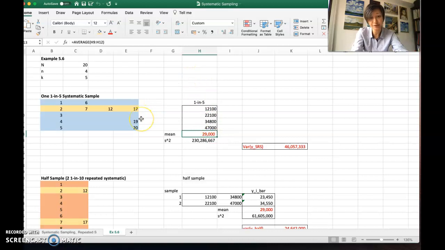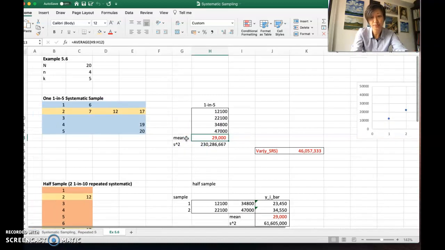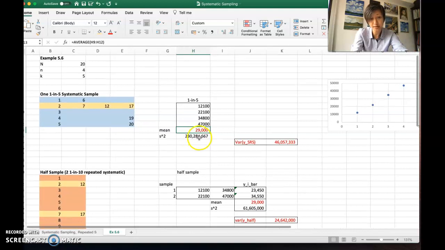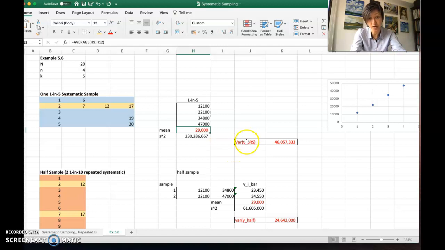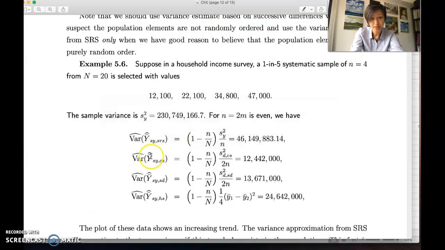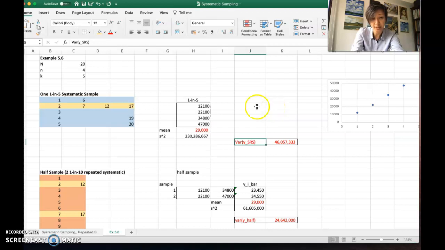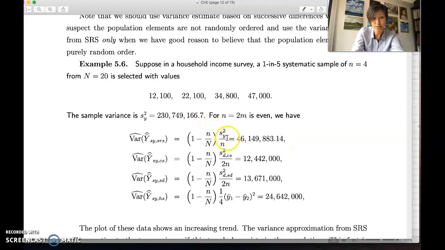If I don't think there's any trend in the data within the original population, I would simply assume this is a simple random sample, and I can use the estimated variance formula under SRS, or simple random sample equations. So I look at the S_Y squared within those 4 data points. I take the standard deviation, square it, and substitute into the equation S_Y squared over n multiplied by the finite population correction factor.